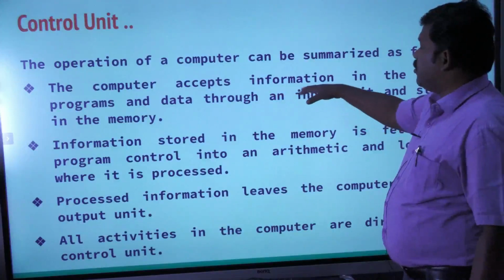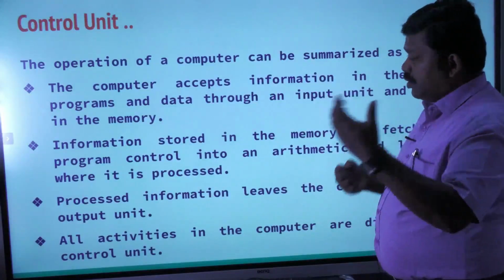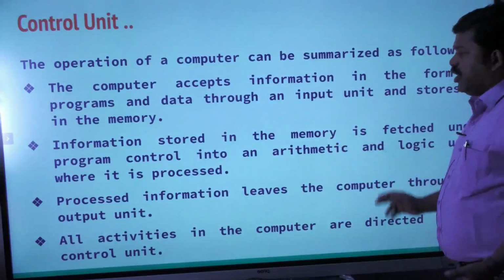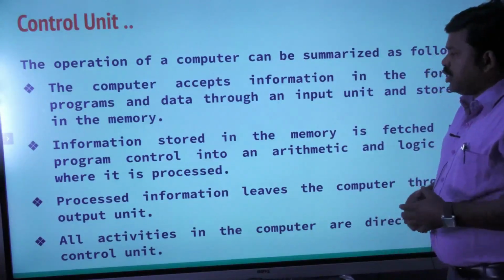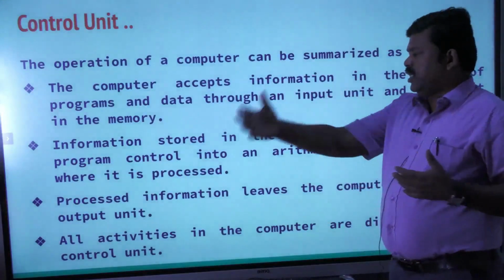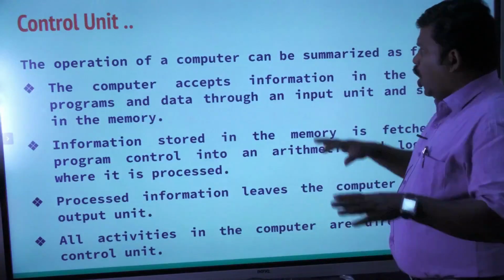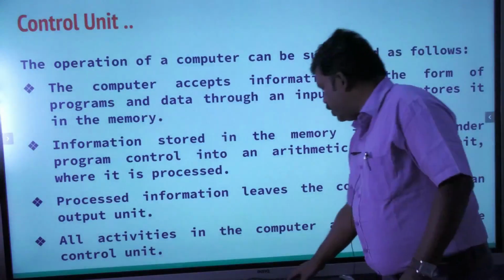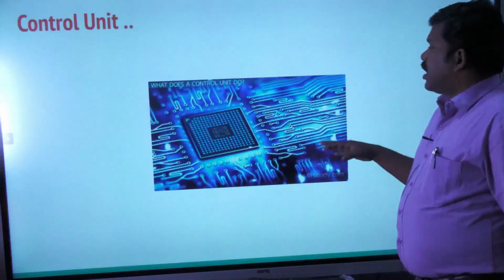The first step is the computer accepts input from the user, then it is processed in the CPU with the help of the ALU. Then the processed output is once again sent back to the memory. Through the memory, it is sent to the output unit. All these interactions or operations are controlled by the control unit. So this is the control unit.